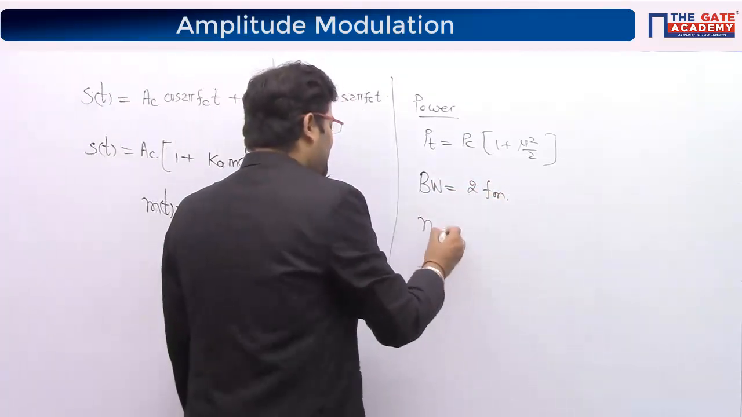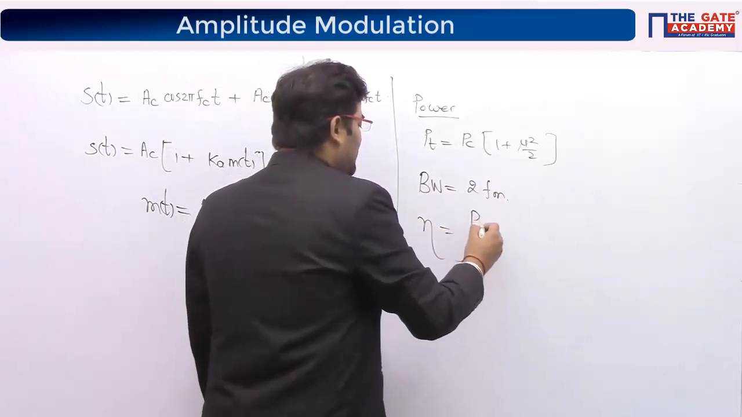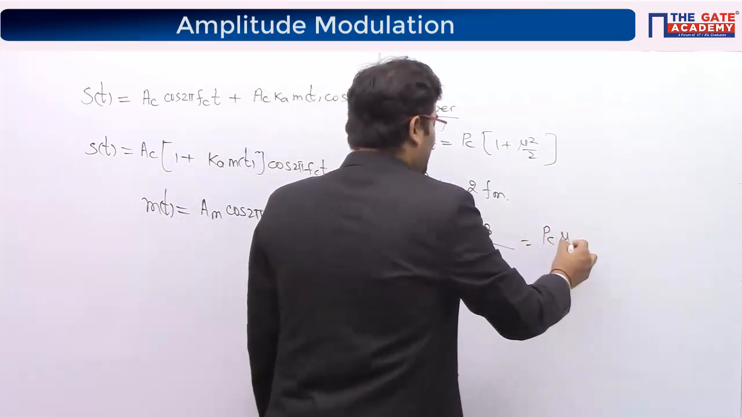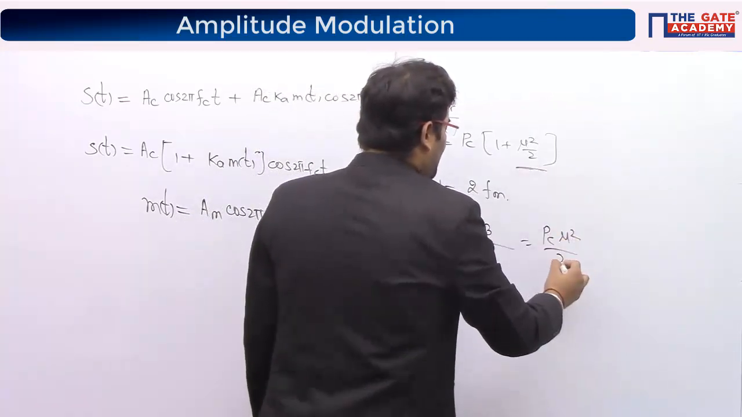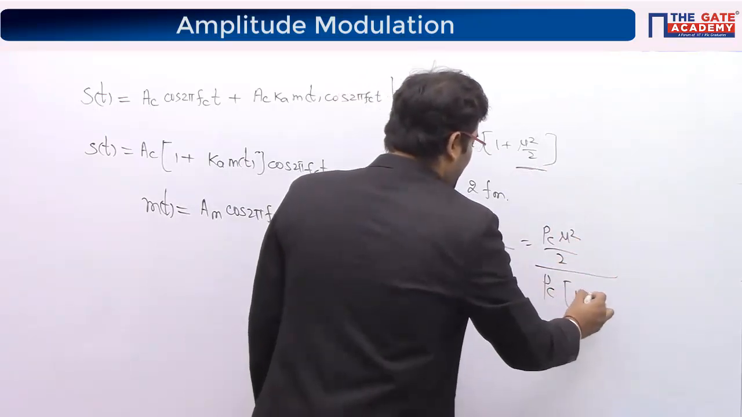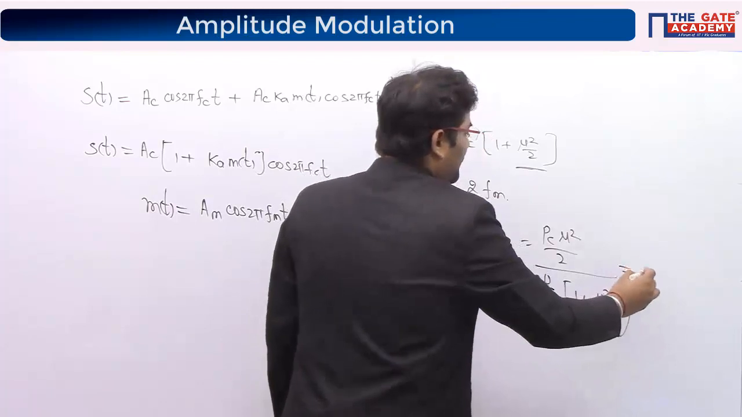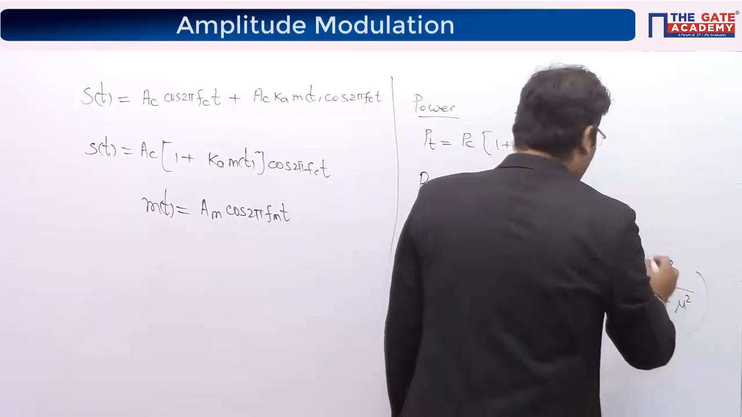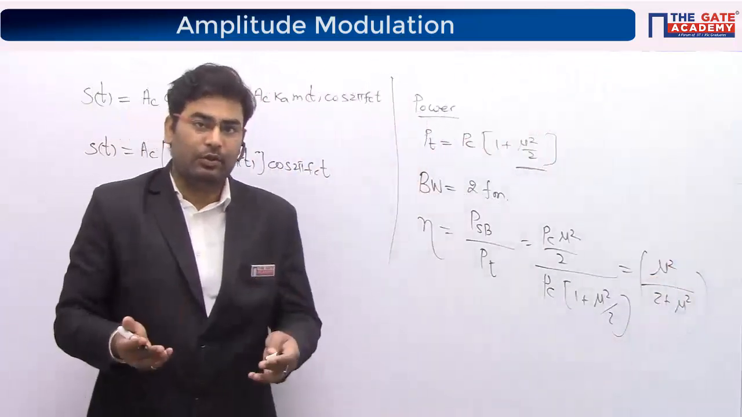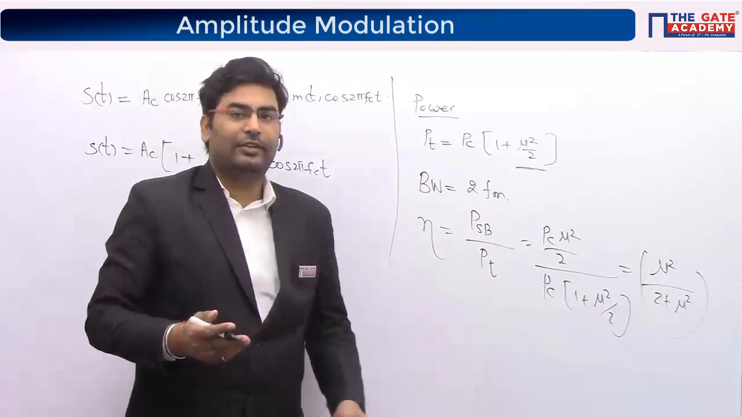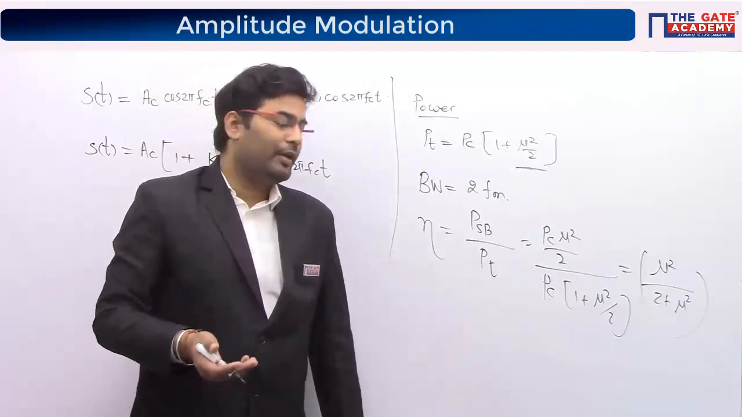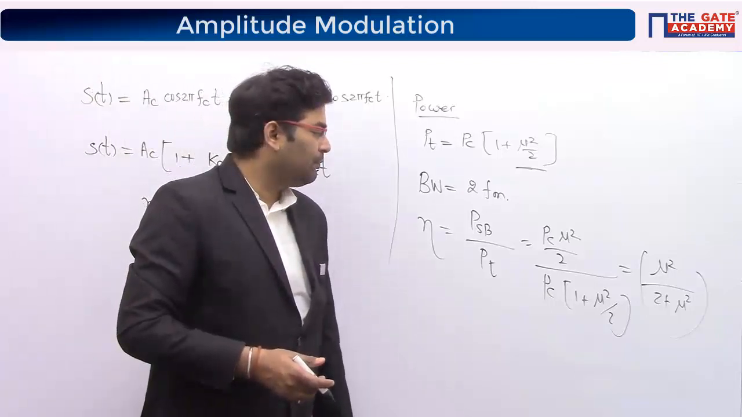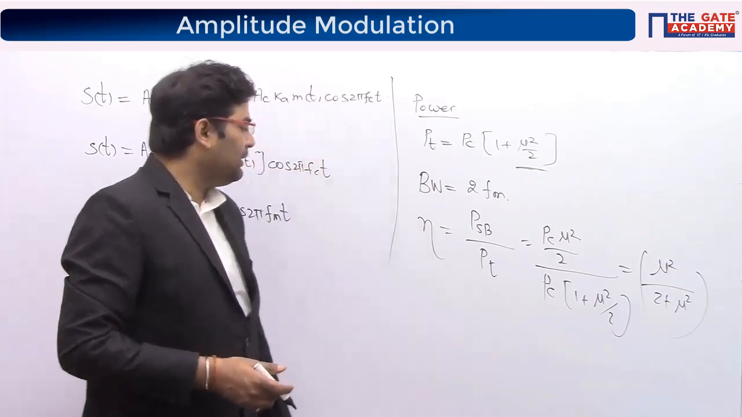And efficiency, the last thing we discussed, was efficiency. Efficiency is useful power, which is sideband power upon total power. So if you look here, sideband power is Pc mu square by 2, divided by Pc [1 plus mu square by 2], which will give you mu square upon 2 plus mu square. And then I took different values of mu, and on that basis you got efficiencies, whether 33% or 20%, or 11% for mu equal to half. So like that we tried these different things in single tone modulation.